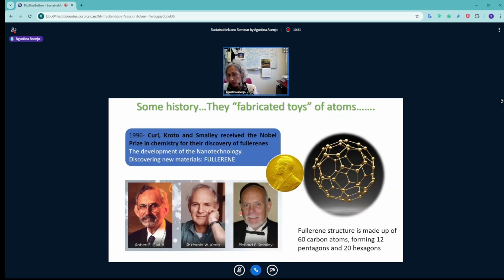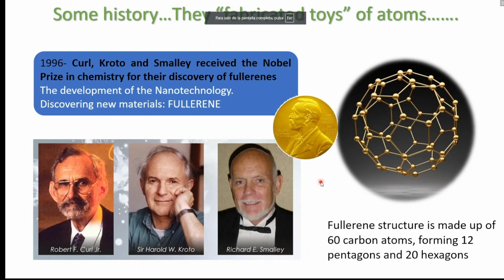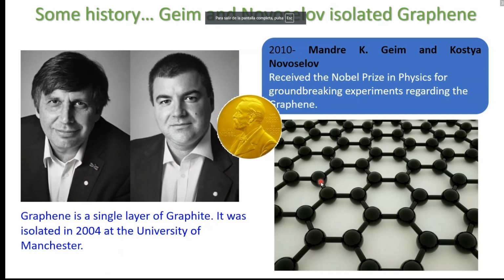We have to mention also the researchers that discovered and characterized the fullerene, and they received the Nobel Prize for this. Also, similar kinds of materials based on carbon. We have to mention Geim and Novoselov, who also received the Nobel Prize for isolating for the first time graphene, the single layer of carbon.